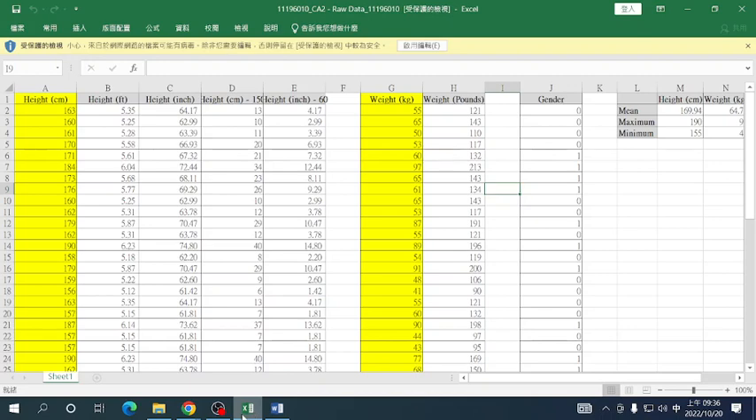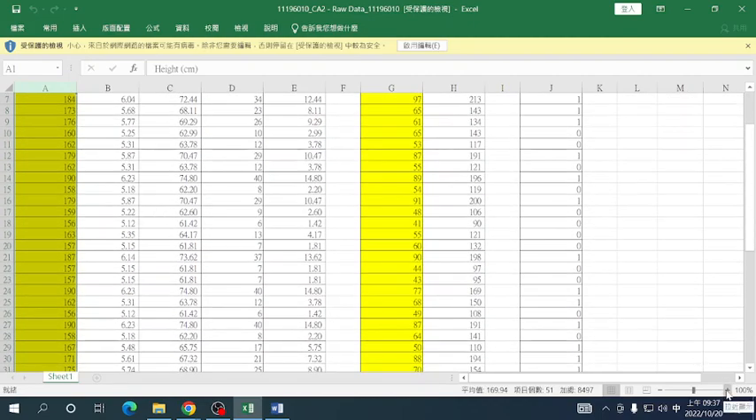Okay, good morning, everyone. This is the data that we have collected before, and the age range is from 25 until 40 years, and the range of the height is from 155 until 190 centimeters. So this is the data that we have collected.